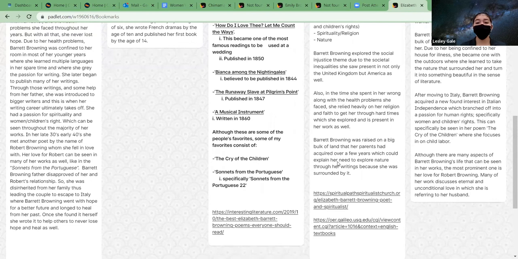And then the biggest theme that we can see is that she looked through love, which you'll see a lot of through her poetry about Robert Browning.